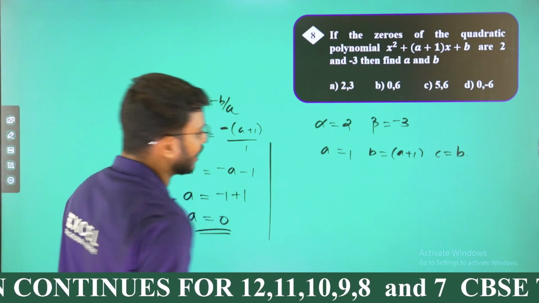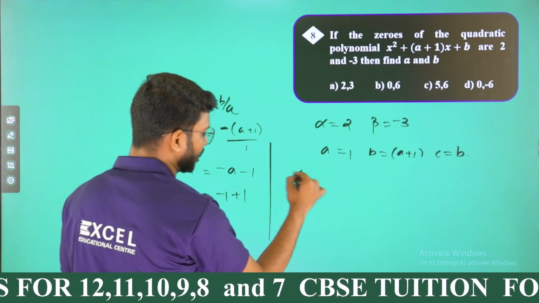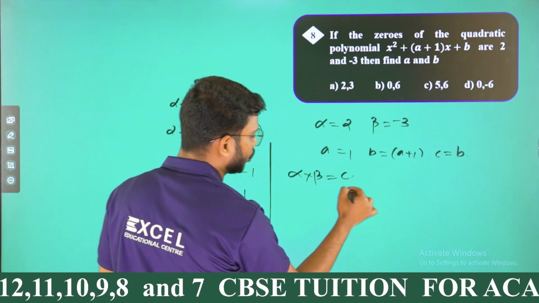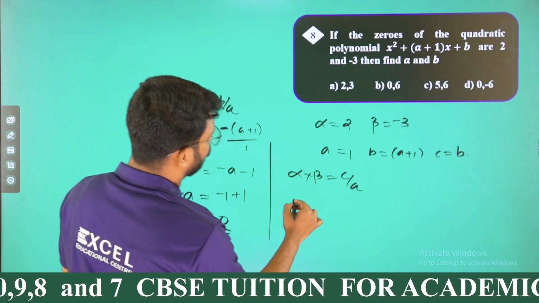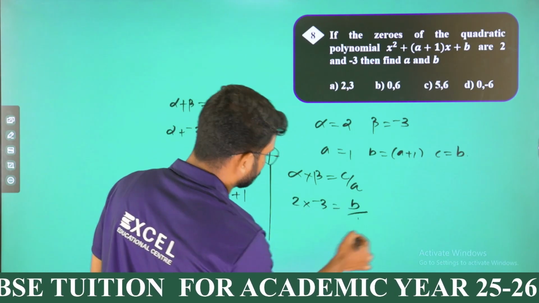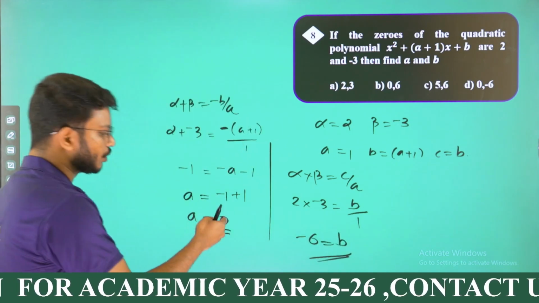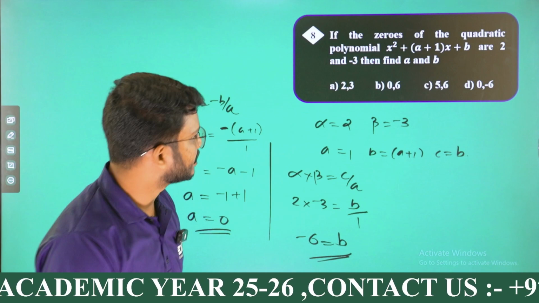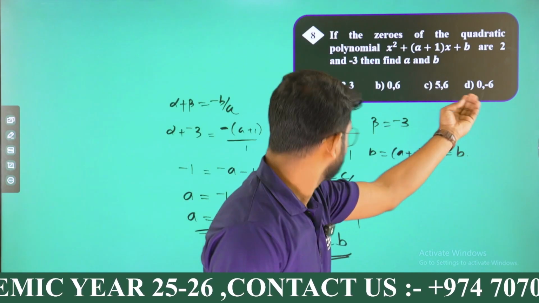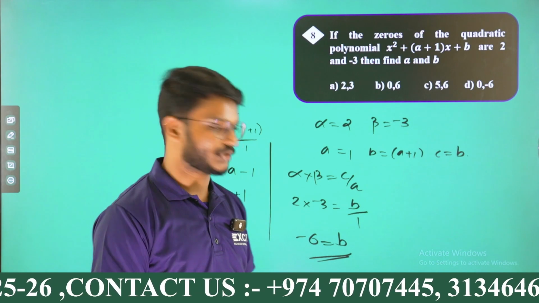Then we have to find the value of b. How do we find the value of b? We can use the second relation. Alpha into beta equal to c by a. So 2 into minus 3 is equal to b by 1. So that becomes minus 6 is equal to b. So a equal to 0, b equal to minus 6. Option D is the correct answer. Let's move to the next question.